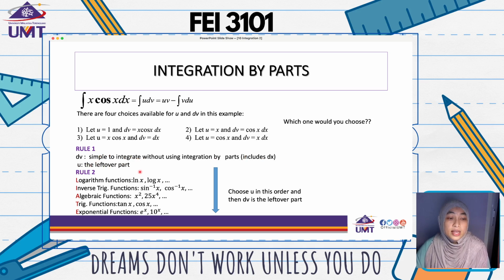All right, and then rule 2. You can choose u in this order, and then dv is the leftover part: logarithmic functions first, then inverse trigonometric functions, then algebraic functions, trigonometric functions, and the last one is exponential functions. So like this, choose whichever is at the top. The one at the top is the most important, and the one at the bottom is the least important. Whichever comes first, that is what you choose.